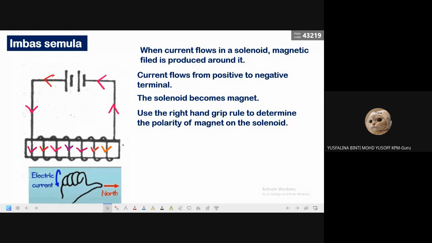So how do we know whether this is north or this is out? You can see the line here, the direction. This one for the solenoid moves downward, so your four fingers represent the direction. So the direction is going downward, so this one is also going downward.